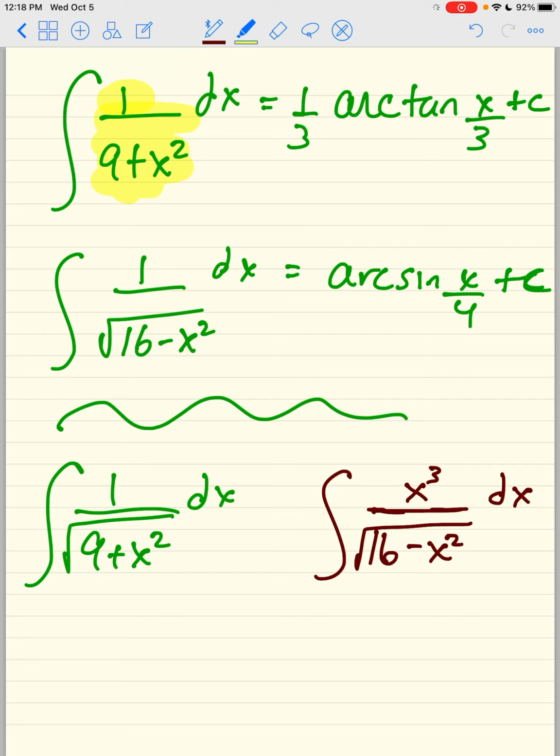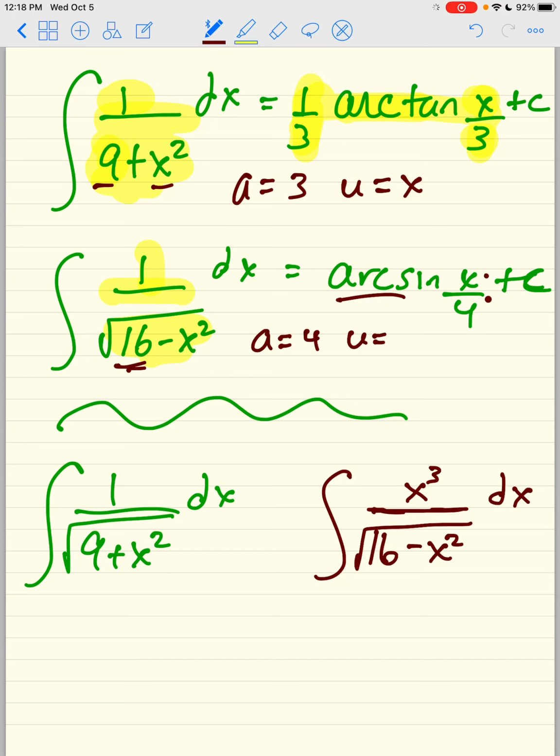Arctan has this special formula that is 1 over a, being the square root of 9, arctan u over a. 1 over a arctan u over a, where a is 3 and u is just x. It's the square root of those. That's great. You're finished. In this formula here, this is an arcsine. Arcsine doesn't have a 1 over a. It's just arcsine u over a. Again, where a is 4, the square root, and u is x.